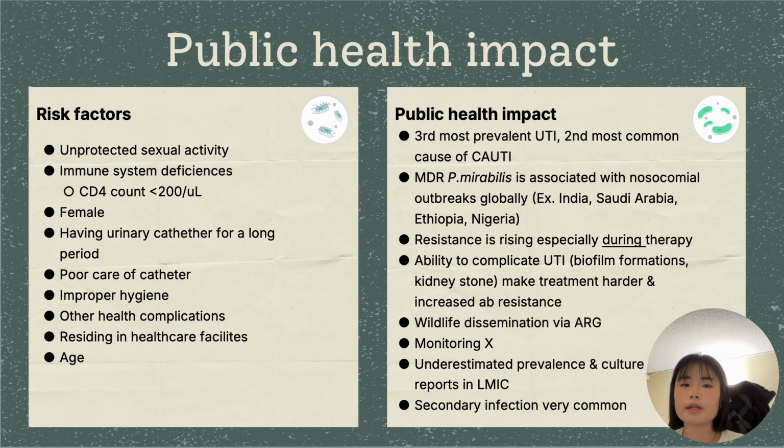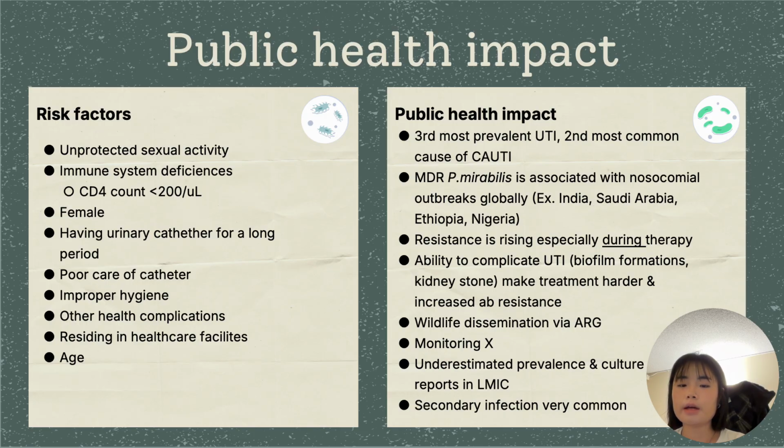Some of the risk factors include unprotected sexual activity, immune system deficiencies where CD4 T cell count is lower than 200 cells per microliter, and females have a short urinary tract compared to males, which makes them at more risk of getting Proteus mirabilis UTI infections. Having a urinary catheter for a long period of time and taking poor care of it, improper hygiene and other health complications, residing in healthcare facilities, and age. The older you are, the more likely it is to get Proteus mirabilis infection.